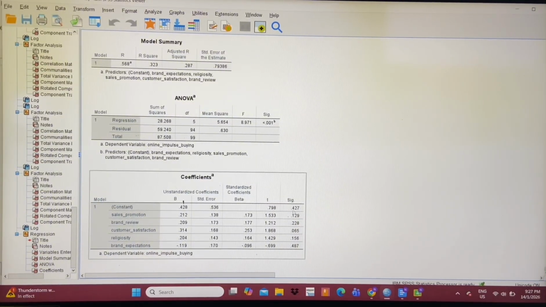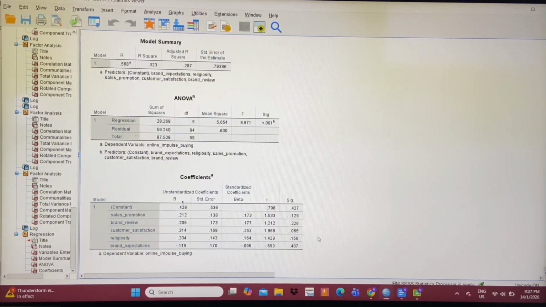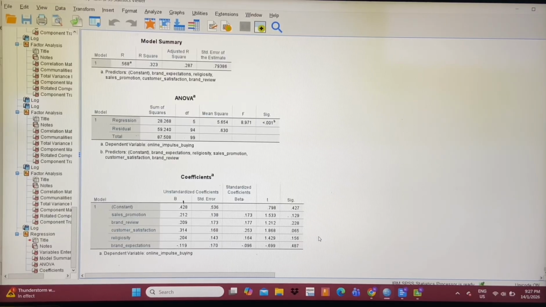For the first one, sales promotion. Sales promotion has a beta value of 0.173 with a significance value of 0.129. Since the P value is greater than 0.05, sales promotion does not have a statistically significant effect on online impulse buying. Next, brand review shows a beta value of 0.177 and a significance value of 0.228. This result is also not significant, indicating that brand review does not significantly influence online impulse buying in this model.